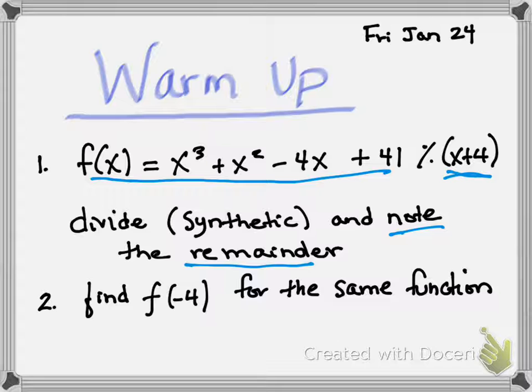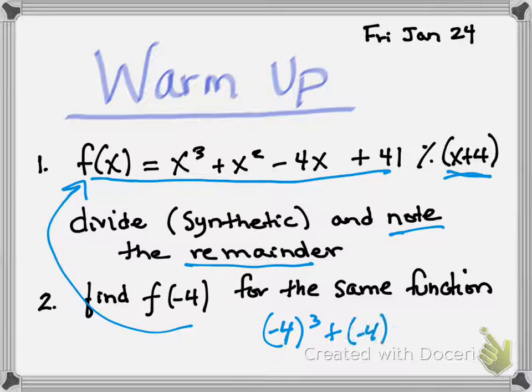And when you get that done, on the same sheet of paper, just take the same function and evaluate it for f of negative 4. So you would say negative 4 quantity cubed plus negative 4 squared, etc. And note what your answer is for that. And then play the video again, start it up again, and I'll finish up my little idea here.